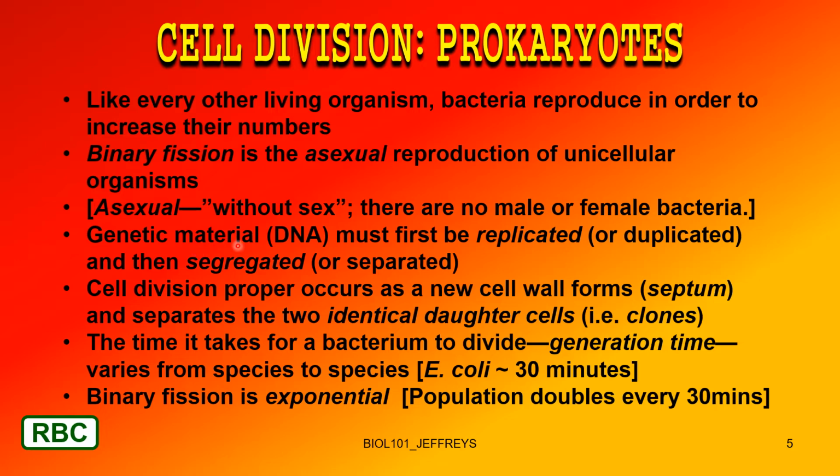So the genetic material is first replicated, duplicated, and then it's segregated or separated so that two cells can then form around the new groups of genetic material. Cell division occurs as a new cell wall forms. We call it the septum, and it separates the daughter cells. These are identical, which means that they are clones. Not so with regard to animals.